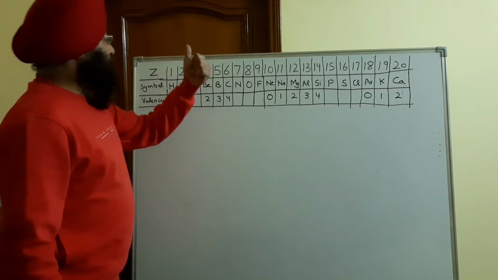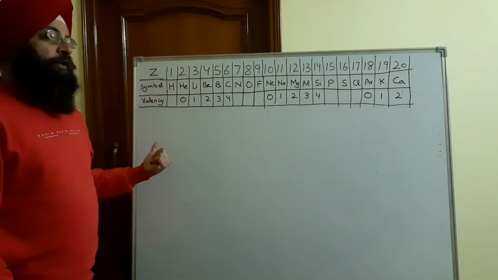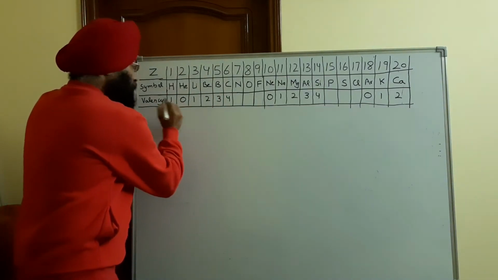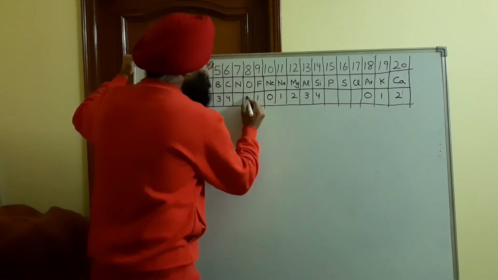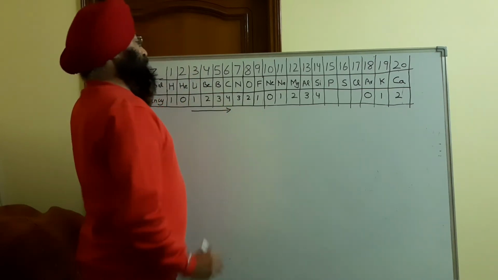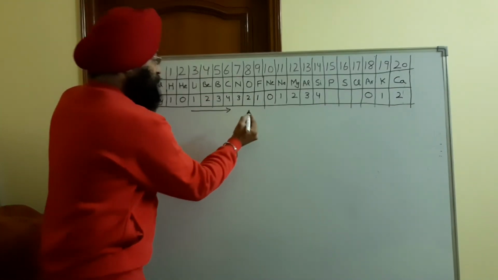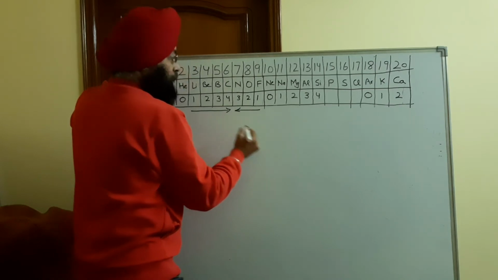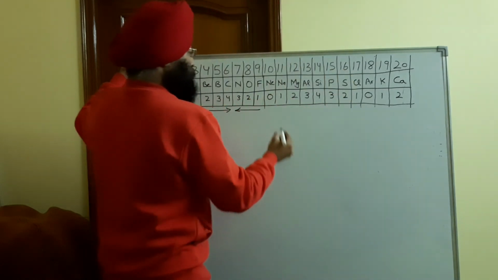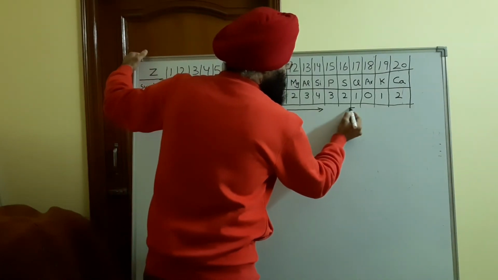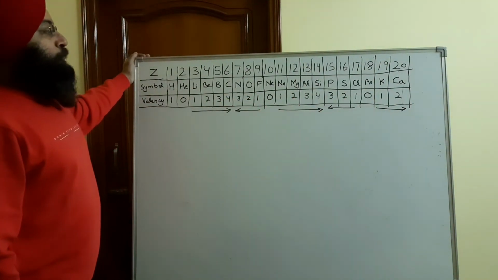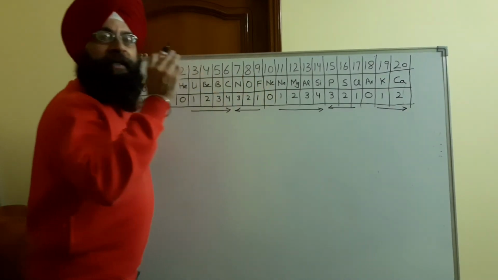Now you have to write the same sequence in reverse order. So 0, 1, 2 and 3 in reverse order. Up to 4 we were writing in the forward direction and then in the backward direction. In the same way here you have to write 1, 2 and 3. So you can see that it is very simple to write down the valencies of the first 20 elements.